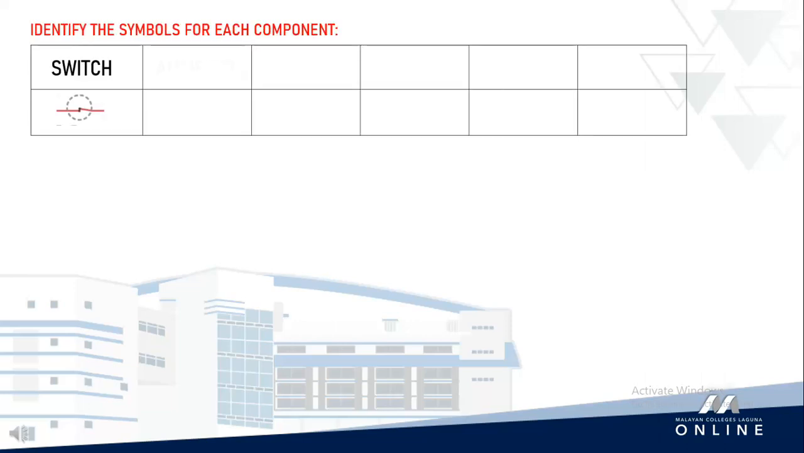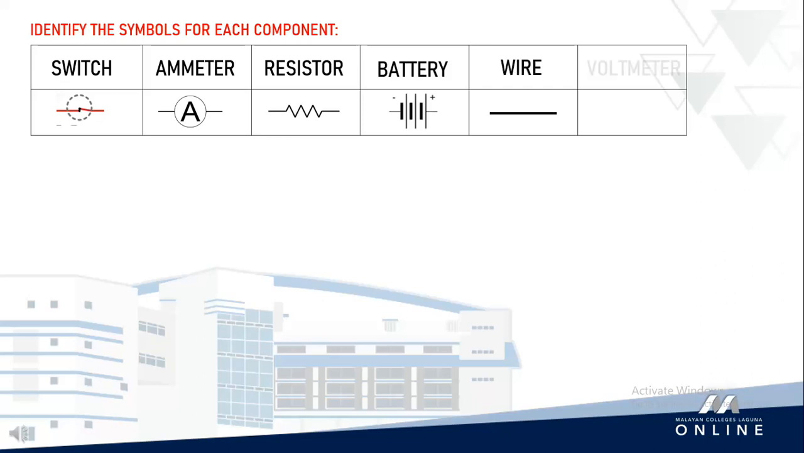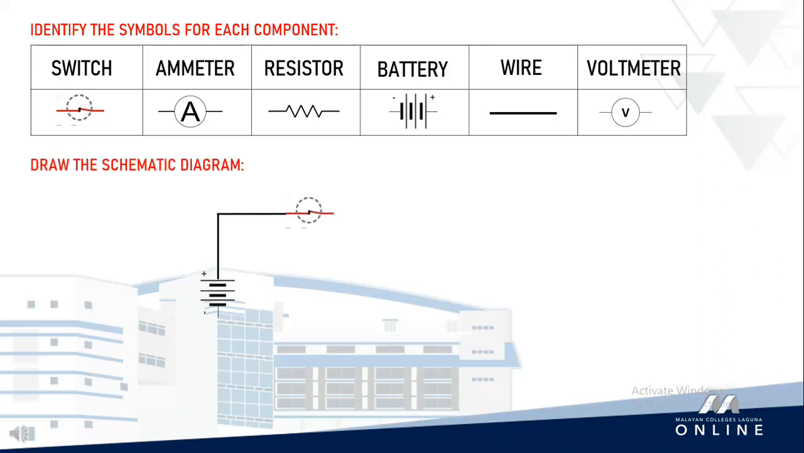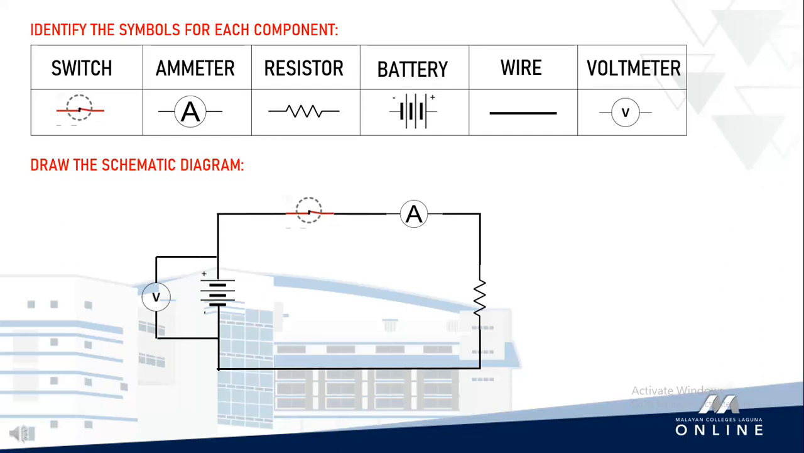Then, starting from the battery, we connect a closed switch. Then connected in series is an ammeter, and then a resistor. The terminal of the resistor is connected to the negative terminal of the battery. There, we have a series connection. Next, we wish to add a voltmeter, which is parallel to the battery. We simply draw it and connect it to both terminals of the battery.